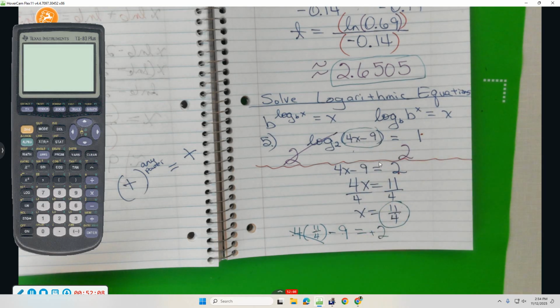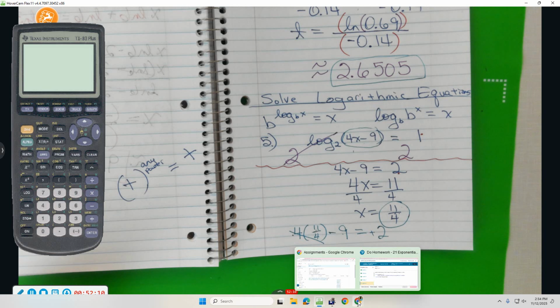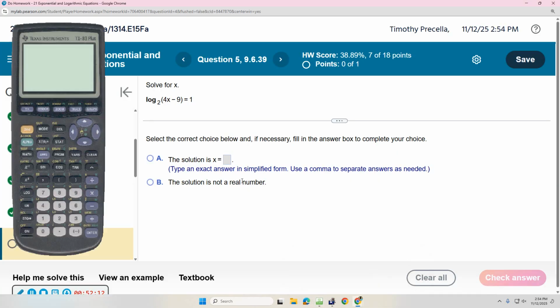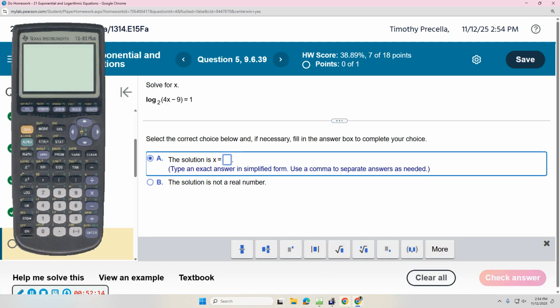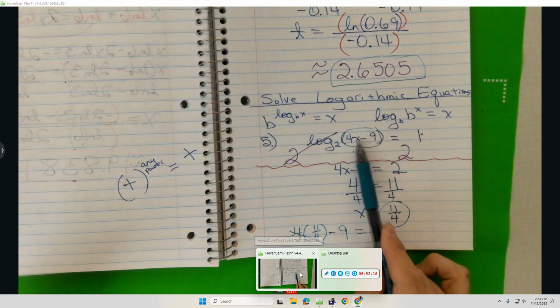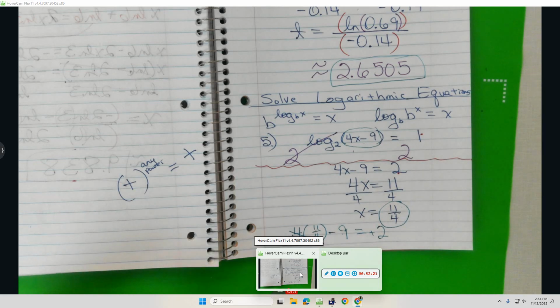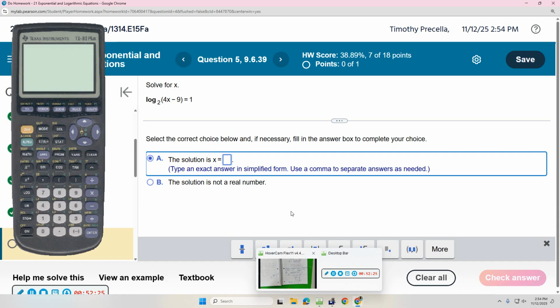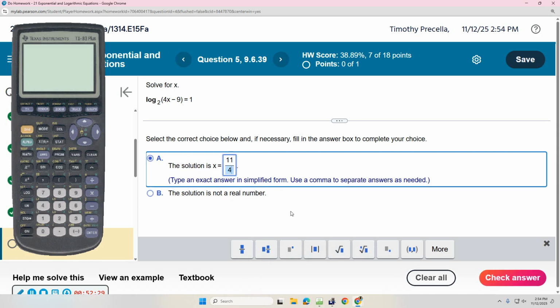But this isn't nearly as bad as those square root equations where we had to manually plug in. All you have to do is make sure that the argument is positive for whatever x value you get. And maybe the next problem would be a better example. I forgot, what is it, 11 over 4? Yes.